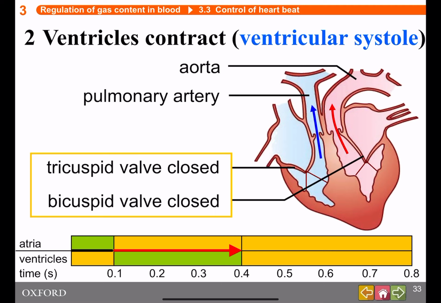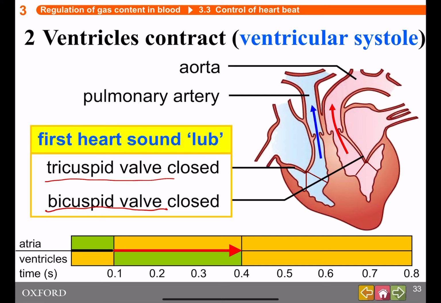And at this time, the tricuspid and bicuspid valves are closed by the pressure difference between the ventricle and the atria. And the closing of these two valves causes the first heart sound to be produced. Usually we will use the word "lup" to represent the first heart sound, lup.